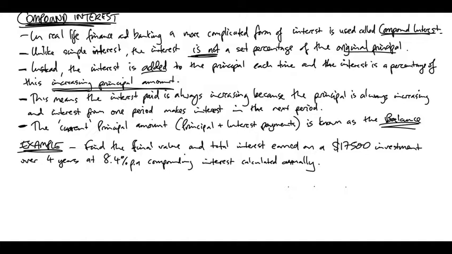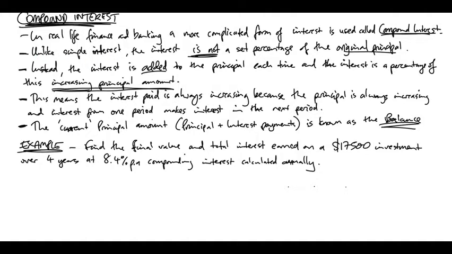So last video we learned about simple interest, which is a fee that people pay to use money that they don't have. And with simple interest, the fee that they pay is always just a set percentage of the original amount they borrowed, okay? However, in real life, in finance and banking and stuff like that, we pretty much always use compound interest instead. It's a more complicated version of interest.